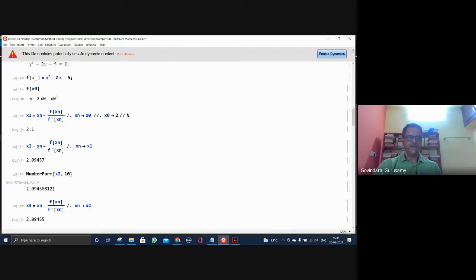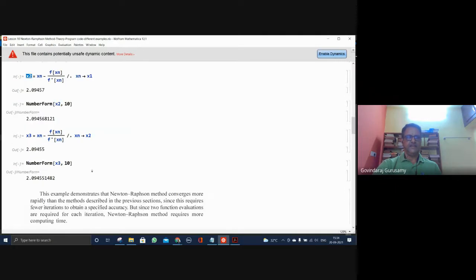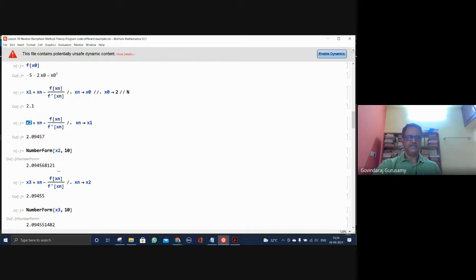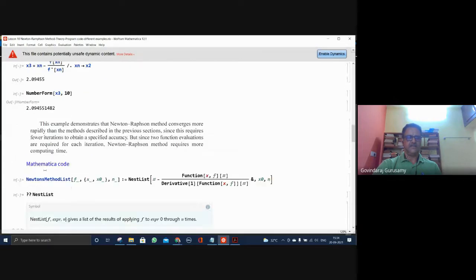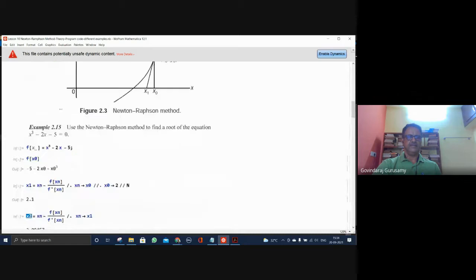Now x2 by substituting xn equal to x1. This is x1 substituted here. This is the number I'm getting. This is x2. The number form I'm writing it as this. This is what the number is. Next is x3. Substitute the x2 here. Replace xn by x2. This is the third step. You can go ahead with any number of steps. But 2 to 3 iterations is enough.